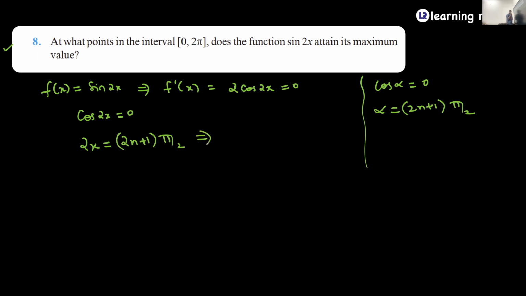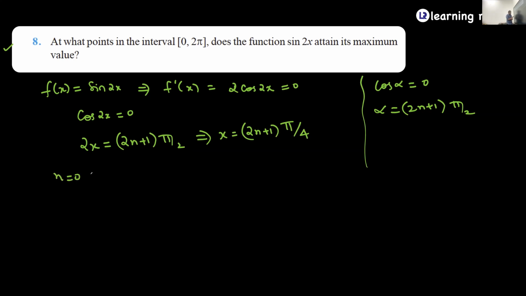We don't need the value of 2x, rather we need the value of x. So x is equal to (2n plus 1) pi by 4. This is the general solution. But what do we need? We need the values only between 0 to 2 pi.